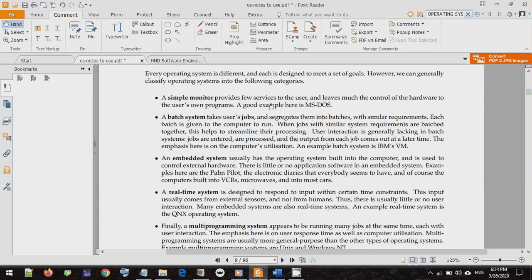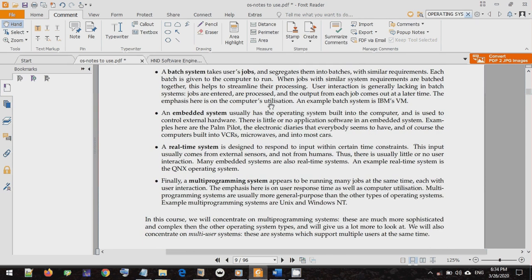Again, we have an embedded system. This type of operating system is built into the computer, and there is little or no user interaction with the system. Meaning, we just have a hardware with operating system inside the hardware and just performing function. A good example of such a system could be the Palm Pilot or electronic diaries. Most of these systems are the kind of system that are built into cars, microwave ovens.